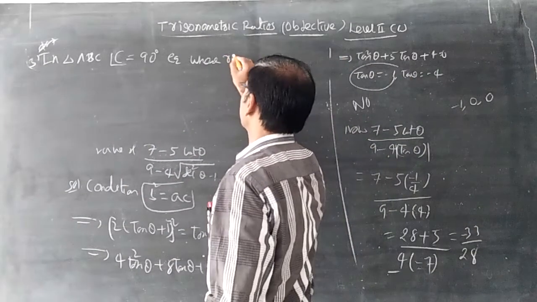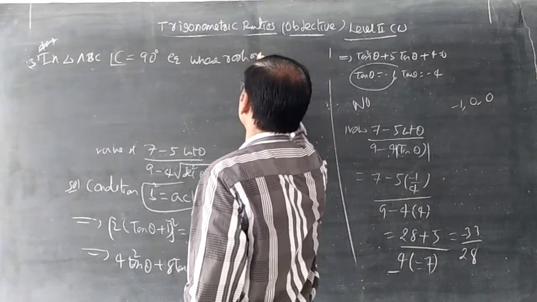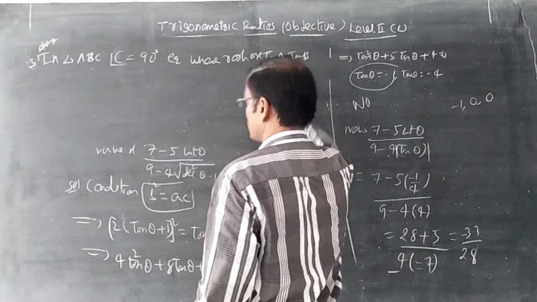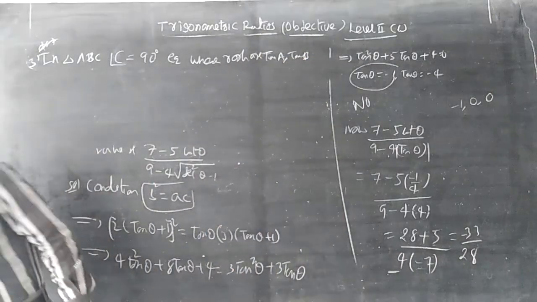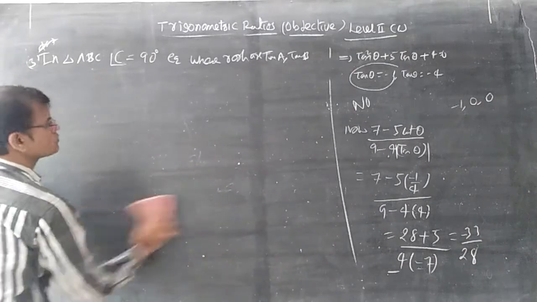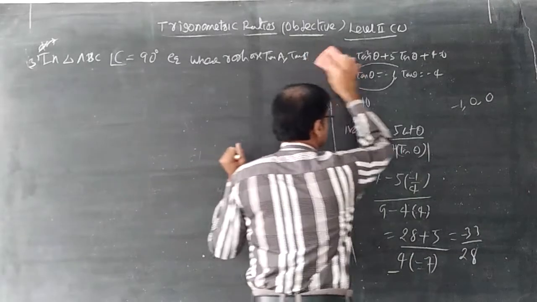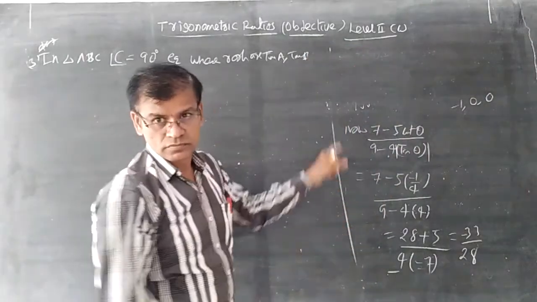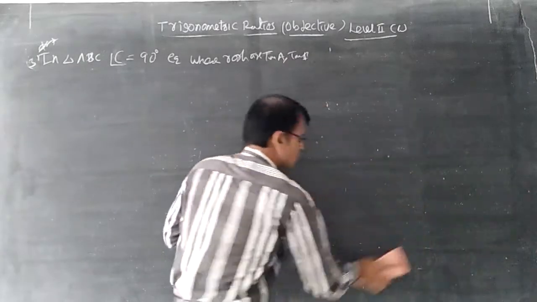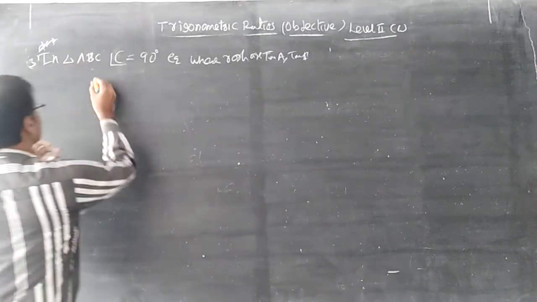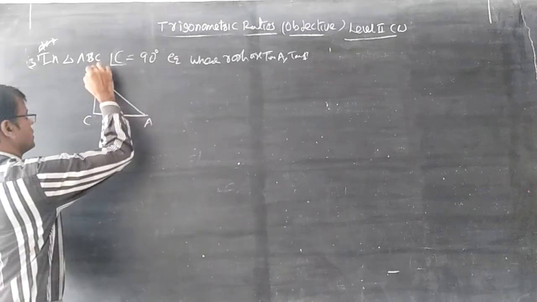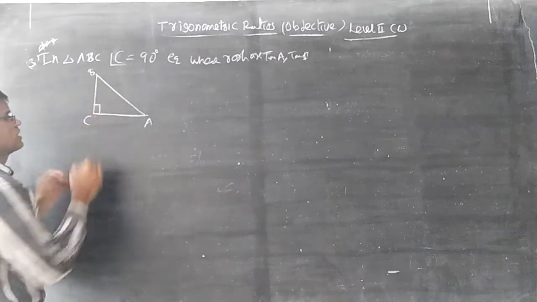Whose roots are tan A comma tan B? Draw a right angle triangle and put here capital C, put here capital A and capital B. Students, this is 90 degrees.